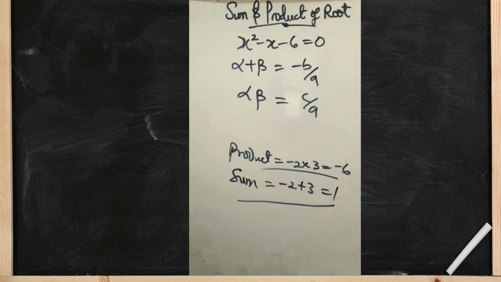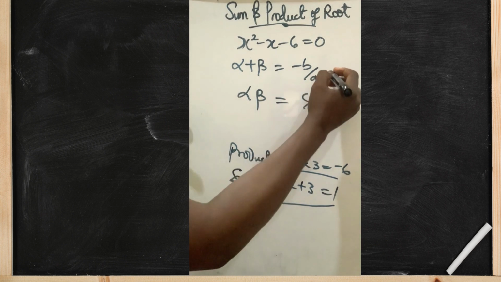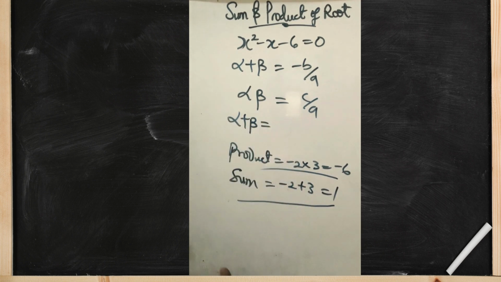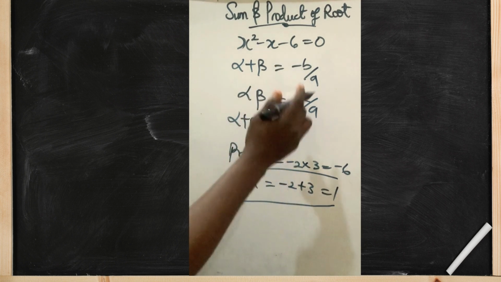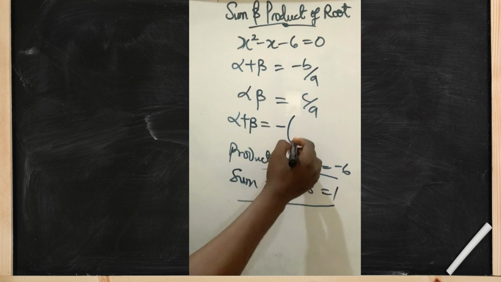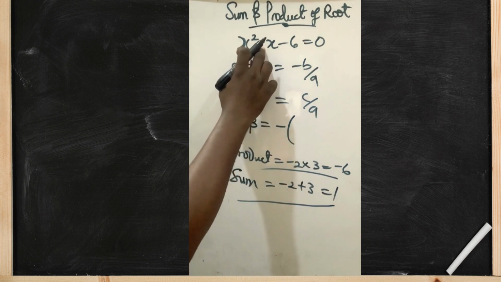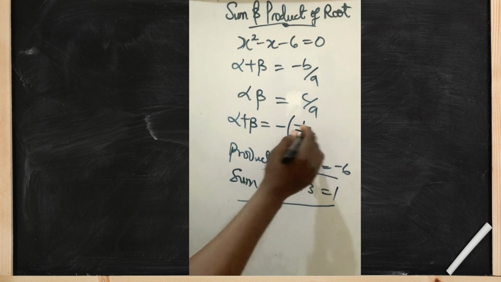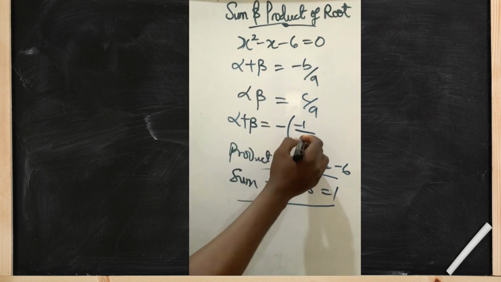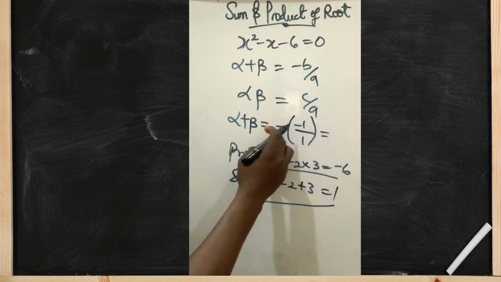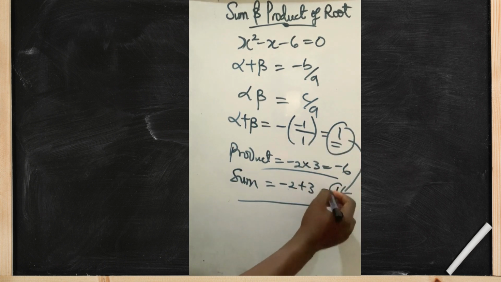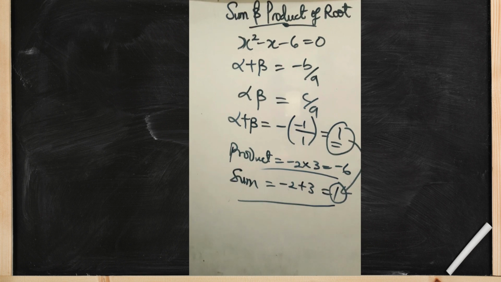So if we are going to be using this to solve the question, we have alpha plus beta equals minus b. Please note this minus, that's the first thing I'm writing. Then this b here is minus 1. Minus 1 divided by a, the coefficient of x squared is 1. So minus times minus will give you 1, which is 1. That is the sum of the quadratic equation roots.